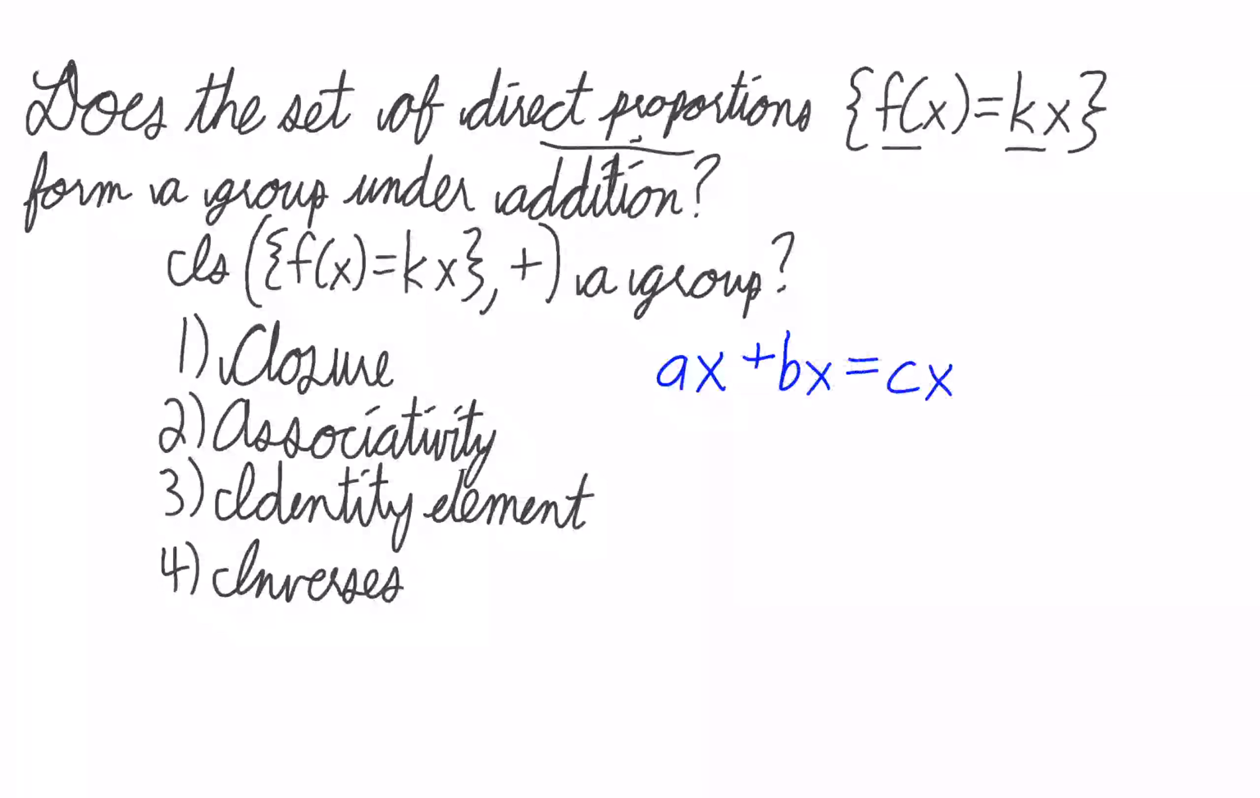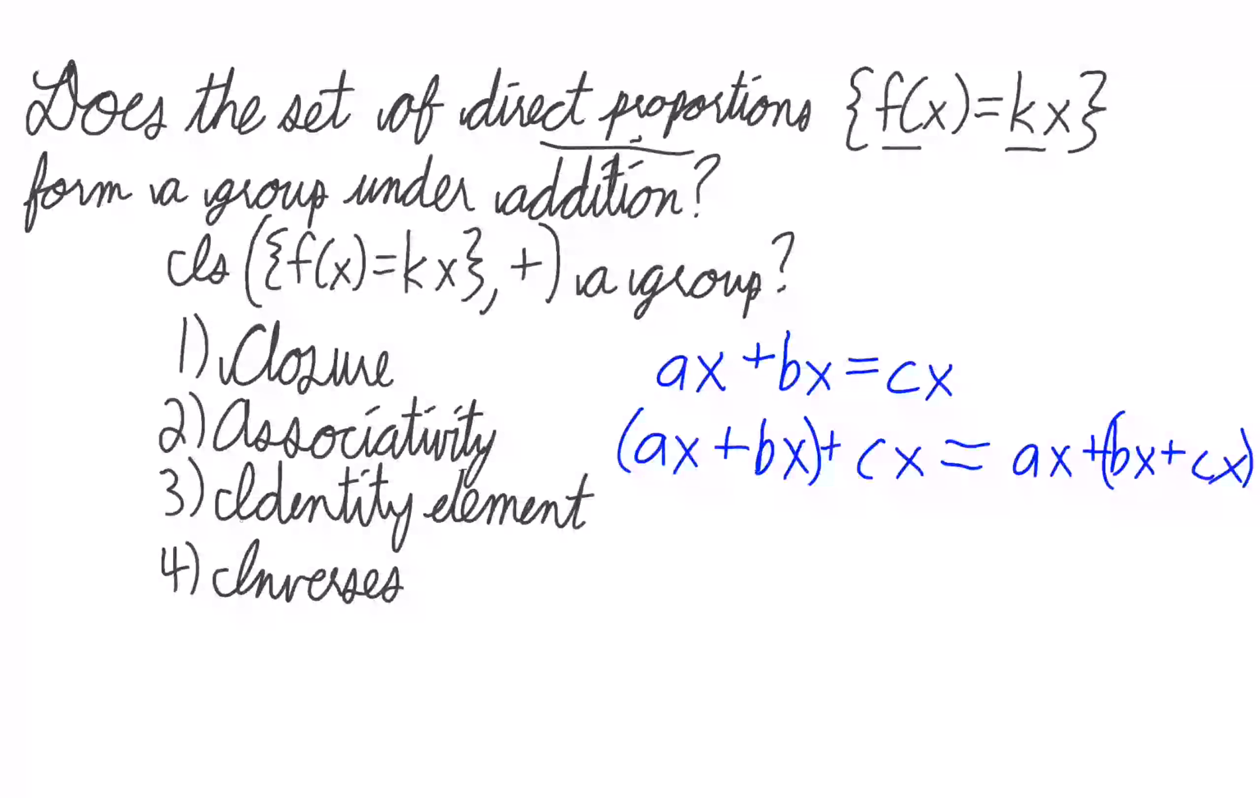The second group axiom is associativity. What that means is when you take three direct proportions and add them, there are two different ways you can do that. You can add the first two first, or the second two first, but either way you should get the same thing. Identity means that there's a direct proportion that we can add to any other without changing anything. So I'm going to say that capital IX, where that's our identity proportion, plus ax is just the same ax.